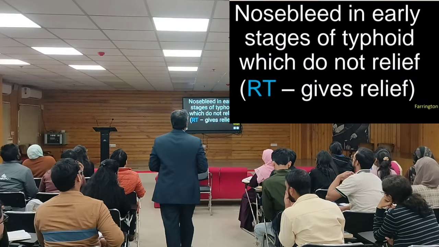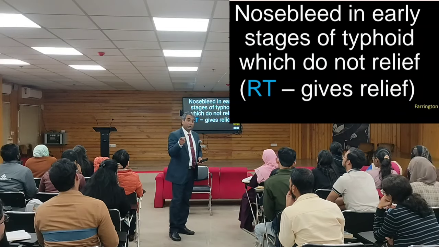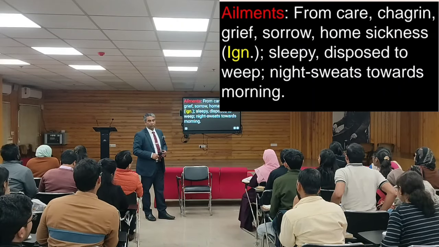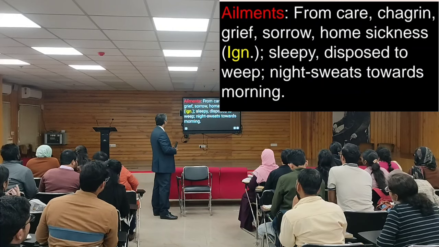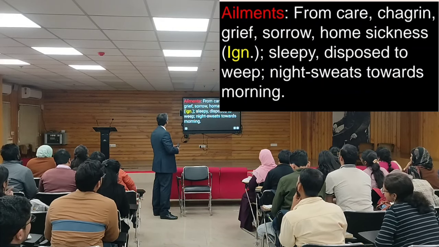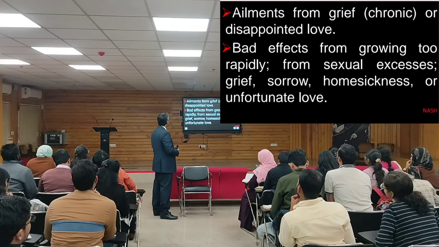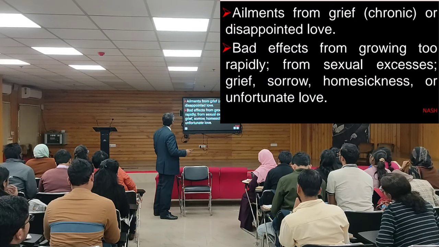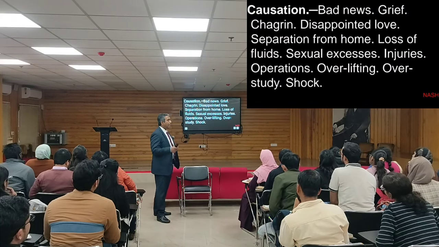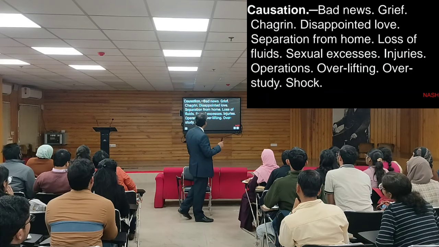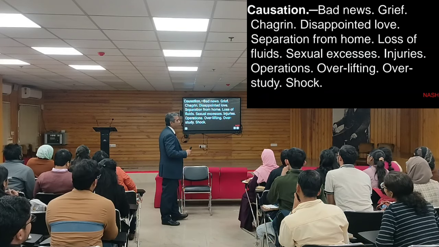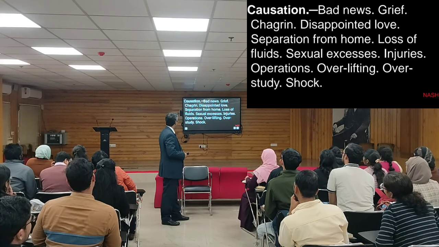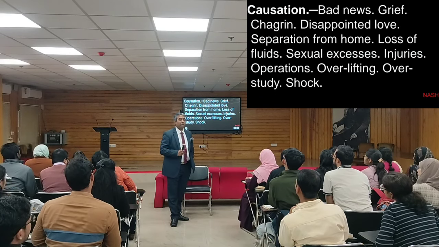Nosebleed, which does not give relief, but in Rhus tox it gives relief. Low types of fever. Causation: care, chagrin, grief, sorrow, homesickness. Sleepy, disposed to weep, night sweat towards morning. Ailments from grief or disappointed love. Growing too rapidly, sexual excess, grief, sorrow, homesickness, unfortunate love. Nash. Sorry, it is not Nash, it should be Clark. Bad news, grief, chagrin, disappointed love, homesickness, separation from home. Loss of fluid. Sexual excess. Then it becomes interesting.